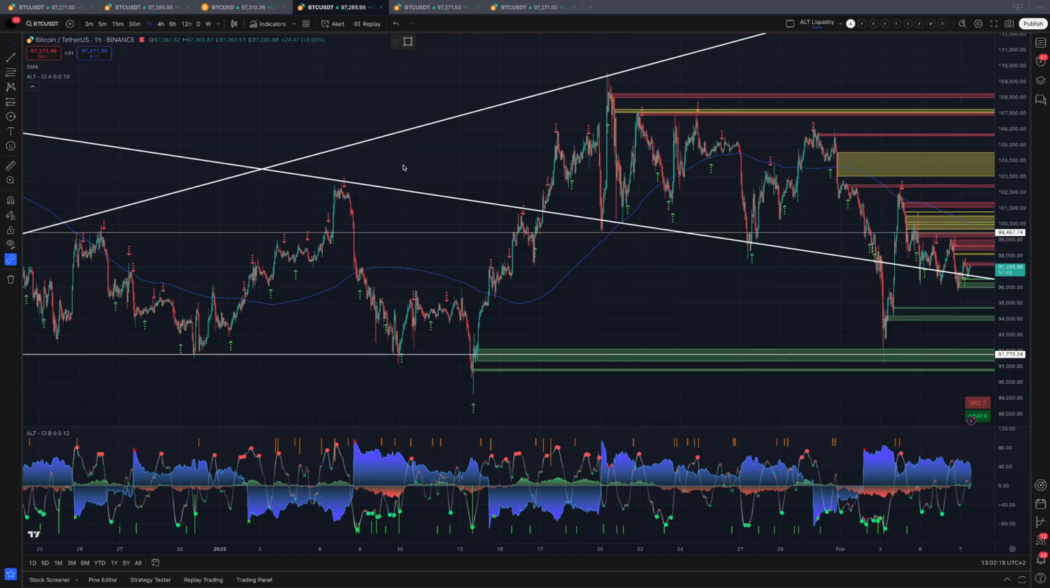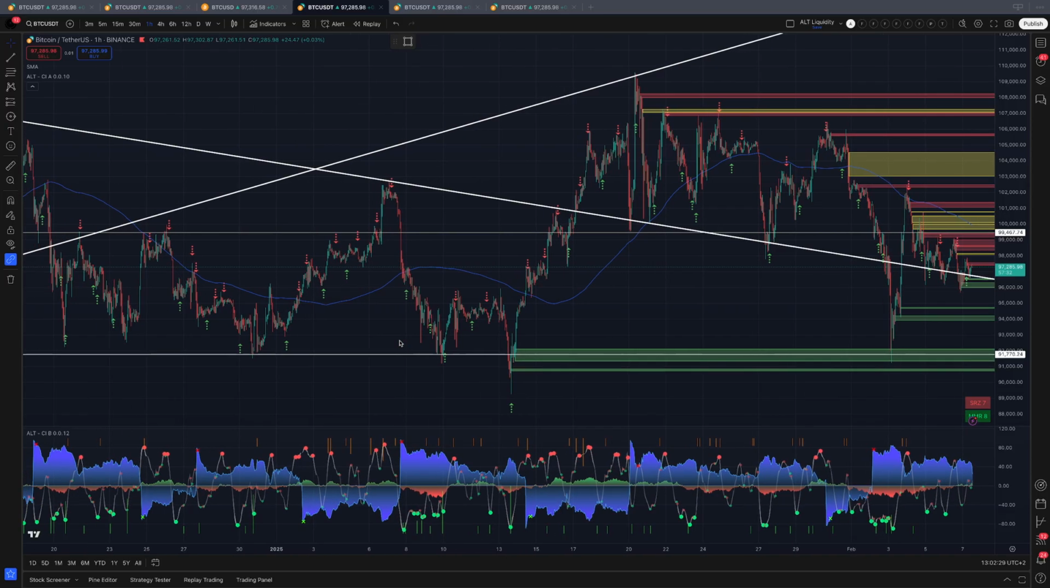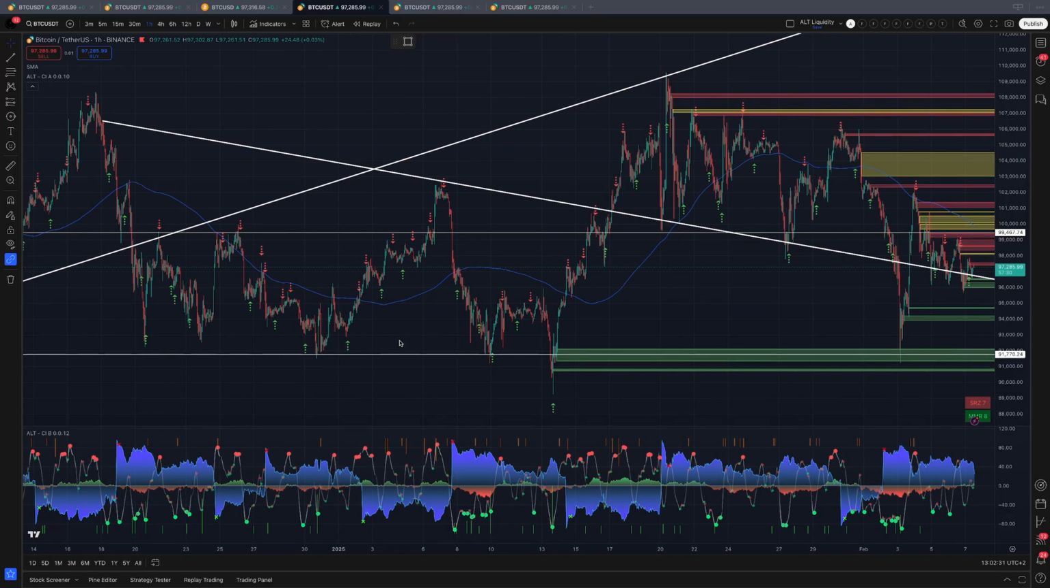So what are these liquidity bars, guys? These bars indicate when the market has reached a point where there is substantial either buy side or sell side liquidity. And how can that help us? Well, these work really, really great in a ranging market.